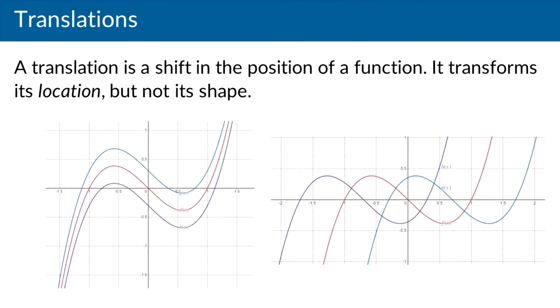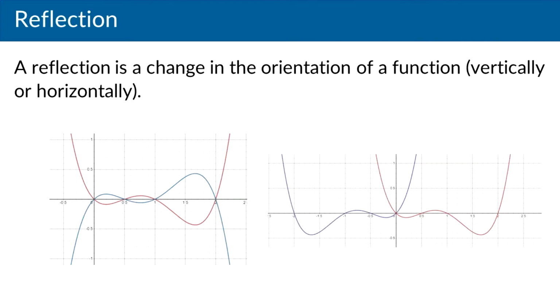Our second type of transformation is called a translation, or sometimes referred to as a shift. And basically this is a change in the position of a function. So it doesn't change its shape, but it will alter its location, moving it up, down, left, right, or some combination of those.